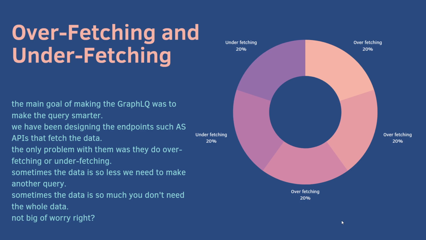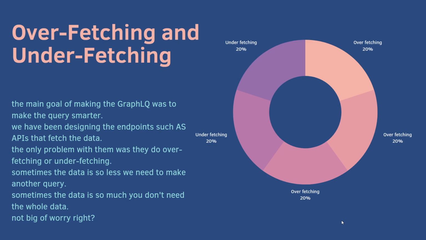Now what is underfetching? It is the reverse scenario, where I want to have the maximum records, but according to my query, it is not fetching me all the records. It is giving me only some of the records.